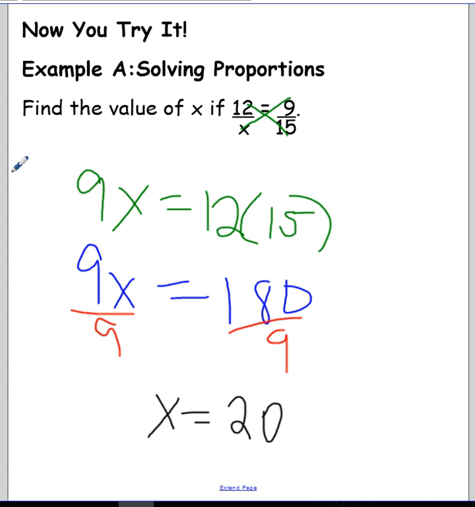You may have noticed that I like to put the number that is across from the variable on my left-hand side. And so I have 9x equals 12 times 15. But if you did 15 times 12 equals x times 9, or any combination of ways of setting it up, as long as you have the numbers that are across from each other together and are able to solve it correctly, then show your work however makes sense to you. X equals 20 for this one.